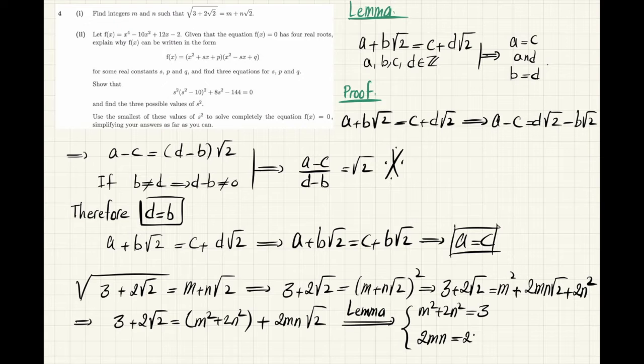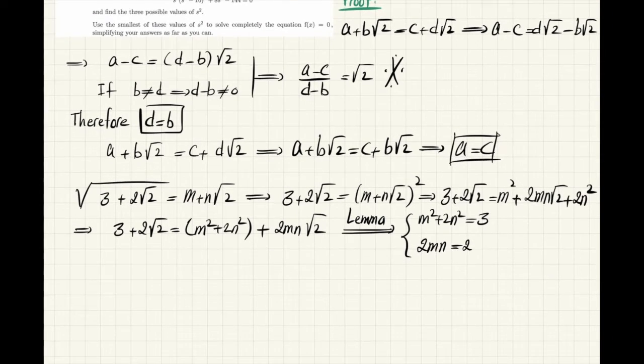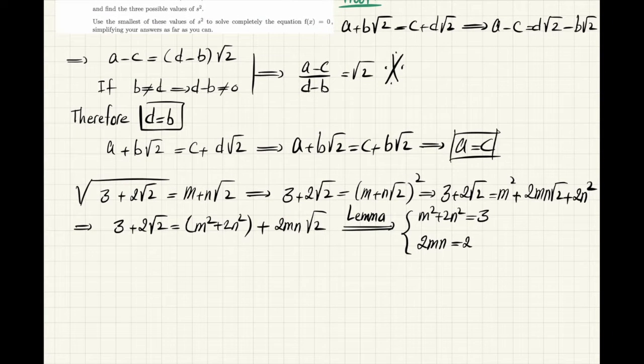Then I have to solve the system of equations and find m and n. Here I can divide by 2m, because of course I know that m is not equal to 0, otherwise the left hand side becomes 0 and the right hand side is 2. So safely I can divide by 2m, and then n becomes 1 over m.